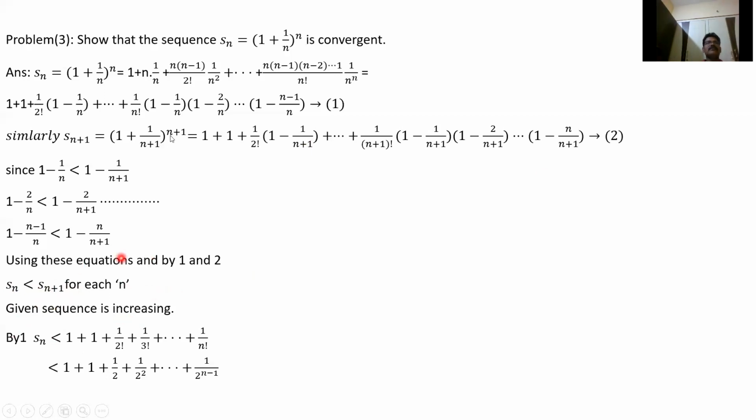Here simple, the first two terms are the same here. 1 plus 1, here 1 plus 1 same. Here 1 minus 1 by n is less than 1 minus 1 by n plus 1. Or 1 minus 2 by n is less than 1 minus 2 by n plus 1.